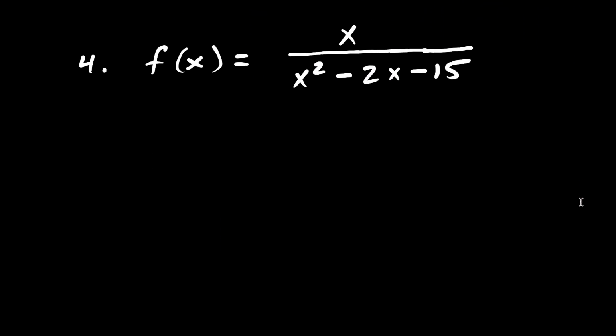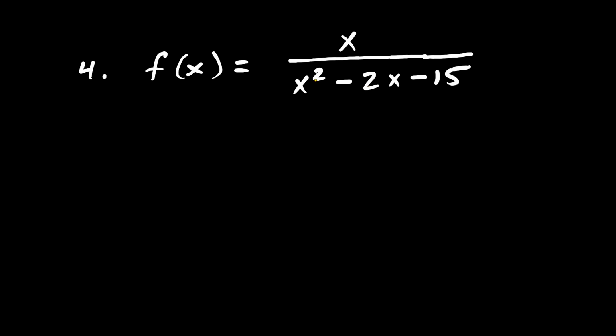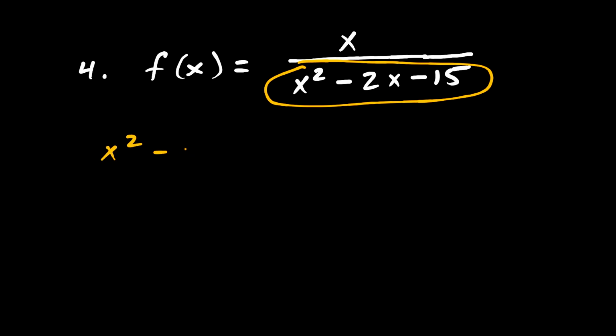Example 4 looks a little more complicated. It is. But again, we're only concerned with what's in the denominator. And what we have is a quadratic. So we're concerned with what will make this equal to 0. So I'm going to go ahead and write down x squared minus 2x minus 15 is not equal to 0.